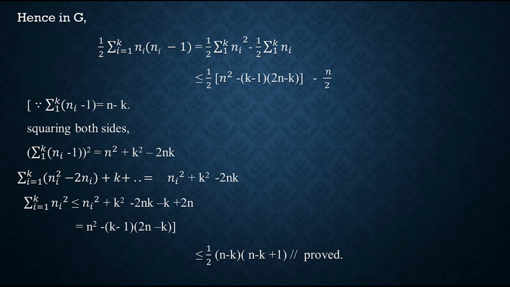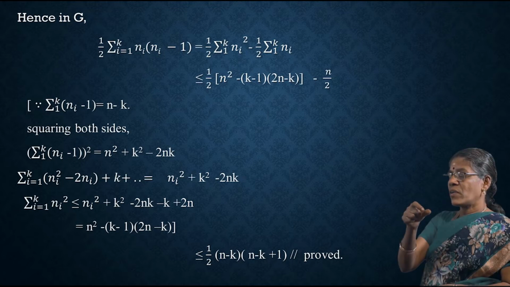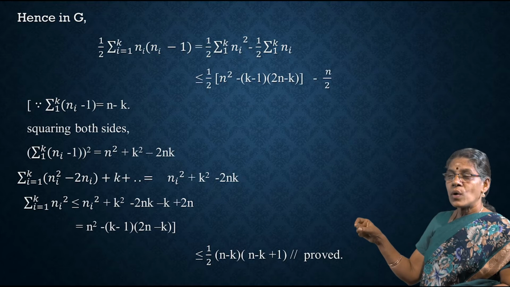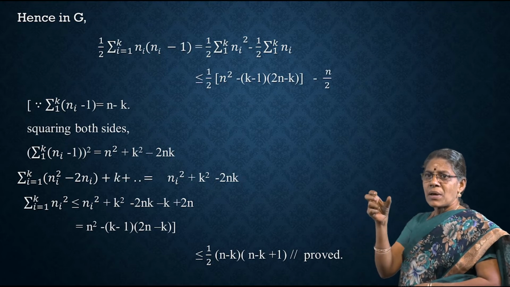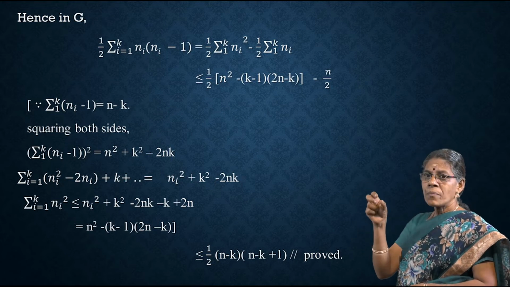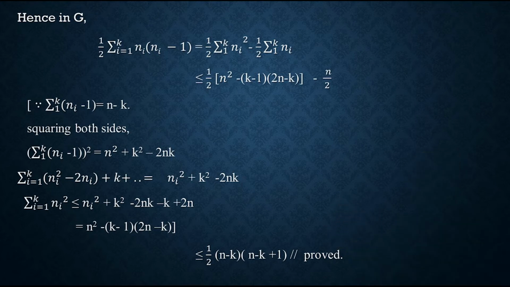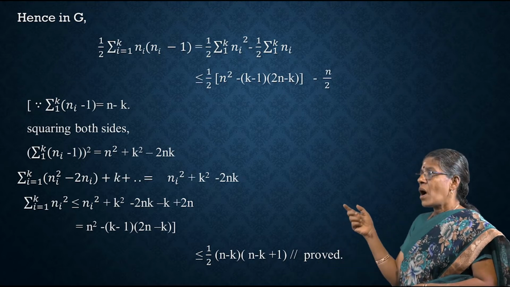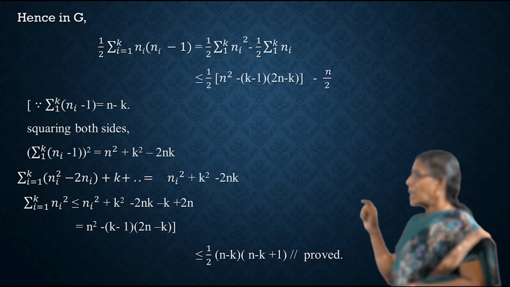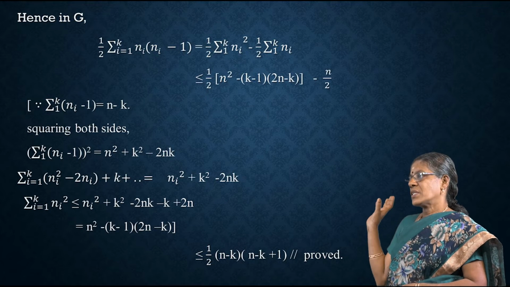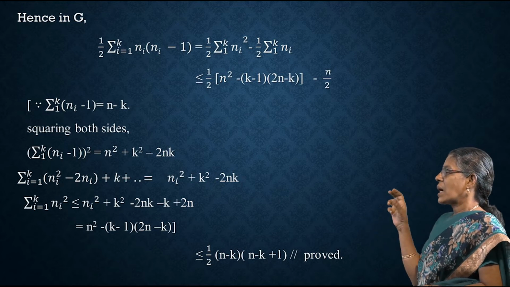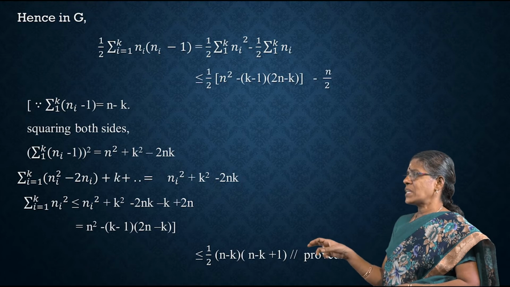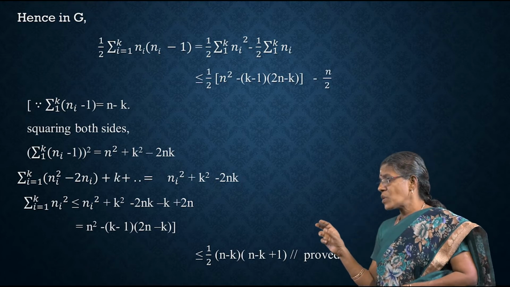We know that summation i equal to 1 to k, ni minus 1 equal to what? n minus k. Squaring on both sides, we get the derivation and obtain the result. Summation 1 to k ni squared equal to n squared minus of n minus k into 2n minus k. So, substituting this result and simplifying, we get half into n minus k into n minus k plus 1 as the number of edges in G. The result is proved. The graph with n vertices and k components can at most have how many edges? n minus k into n minus k plus 1 by 2 edges.